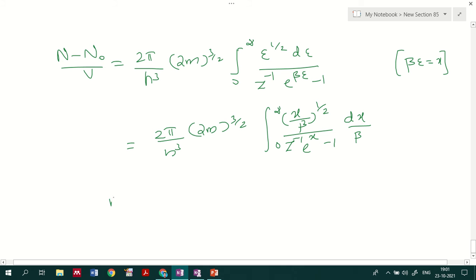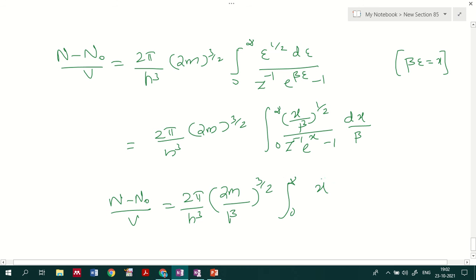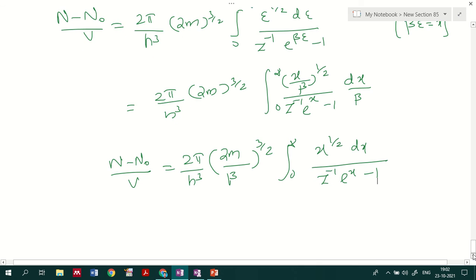So (n minus n0) by V is equal to 2π by h cube. Like earlier, 2m by β raised to 3 by 2 I can take outside, and integrate from 0 to infinity. Here the function we need to integrate is x raised to 1 by 2 dx divided by z raised to minus 1 e raised to x minus 1. This is the function we need to get, and then we have to substitute back into the equation.